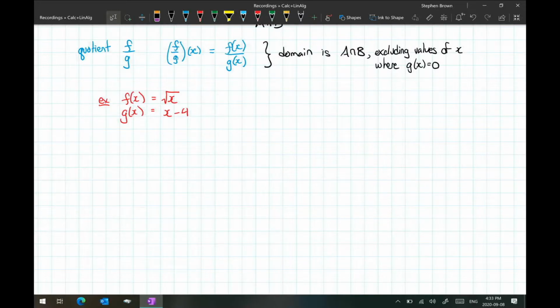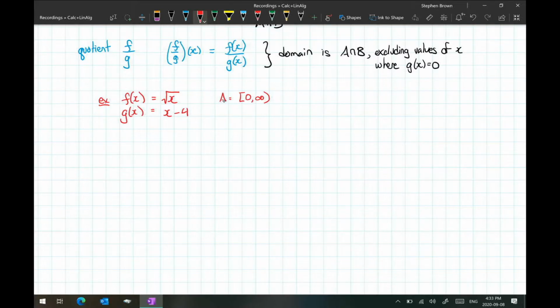I've chosen two fairly basic functions. We've got f of x is equal to the square root of x, and g of x is equal to x minus 4. Now, if you were to think about the domain of f, we can only choose numbers for x that are greater than or equal to 0. So if you wanted to label the domain A in interval notation, it would be a square bracket on 0 all the way up to infinity. x can be any number greater than or equal to 0. For g of x, x minus 4, if you think about it, any number on the real number line, you can take and subtract 4 from.